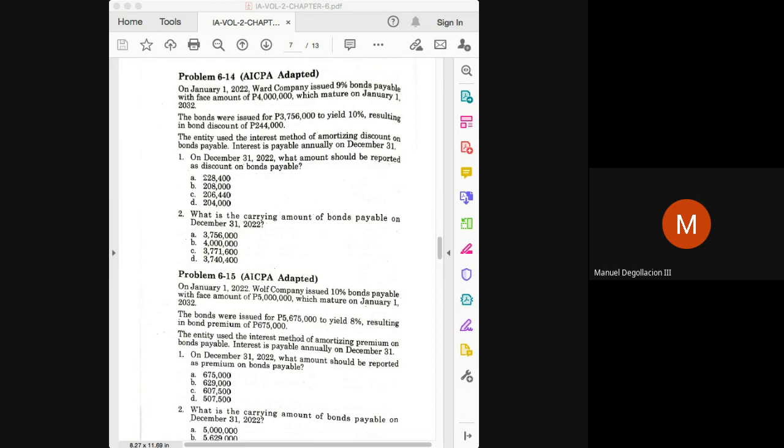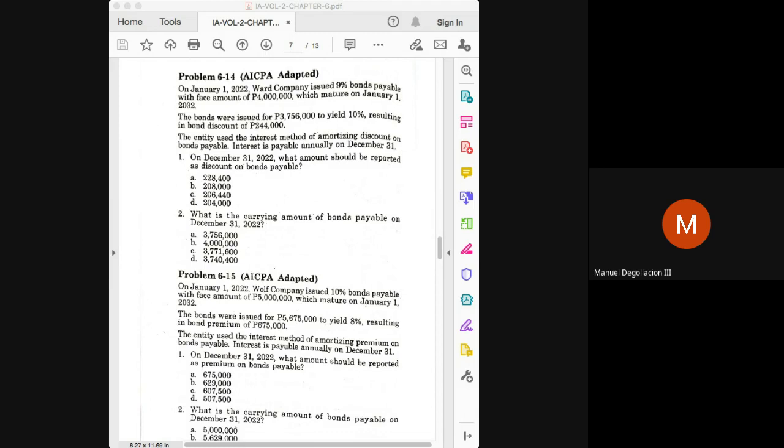So the initial carrying amount of the bond is the 3,756,000 given in the problem. You multiply it with a yield of 10%, which is our effective interest rate, then you would get 375,600. That is the interest expense. So if in this problem you will be asked how much is the interest expense for 2022, your answer would be 375,600. And how did you get that one?